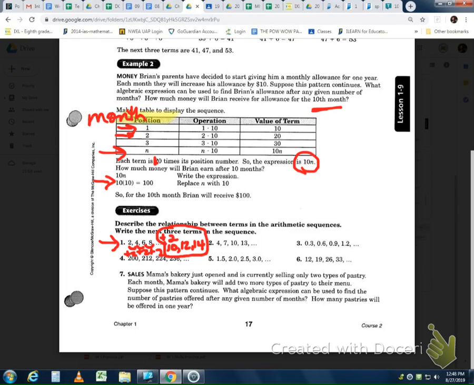Okay, number 3. This one's making it a little harder. There's decimals. 0.3, 0.6, 0.9, 1.2. So how would we describe this, Trent? They are both adding 0.3. They're adding by 0.3 because 0.3 to 0.6 is plus 0.3, 0.6 to 0.9 is plus 0.3, and 0.9 to 1.2 is plus 0.3. We're adding. So that's a description.